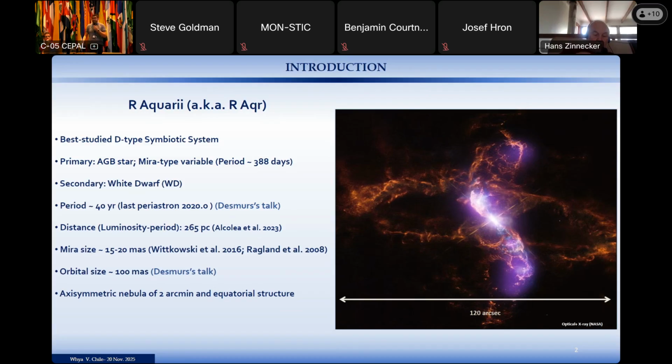Also, it's important for us to know the size of the Mira and the size of the orbit in the sky, because we will compare the structures detected in our maps with these two magnitudes. So the Mira size is between 15 and 20 milliarcseconds, and the orbital size is around 100 milliarcseconds. What you can see in this figure is the optical image of R Aquarii. This is an axisymmetric nebula 2 arcminutes in size with an equatorial ring structure here, almost in the orbital plane of the binary system. In purple is the ultraviolet emission, and in particular, this traces the jet emerging from the white dwarf.